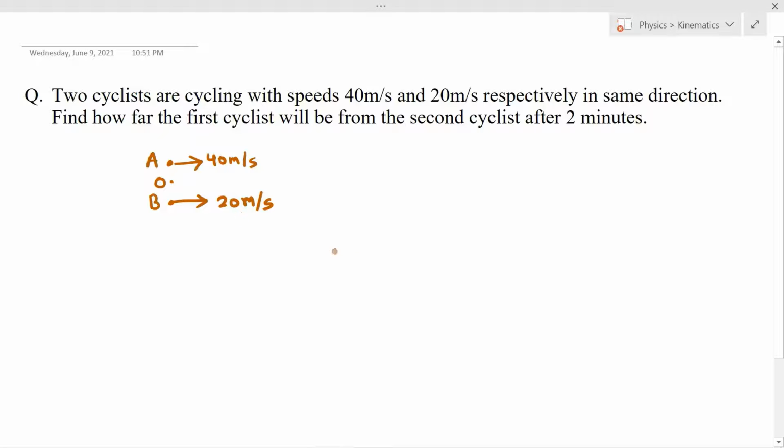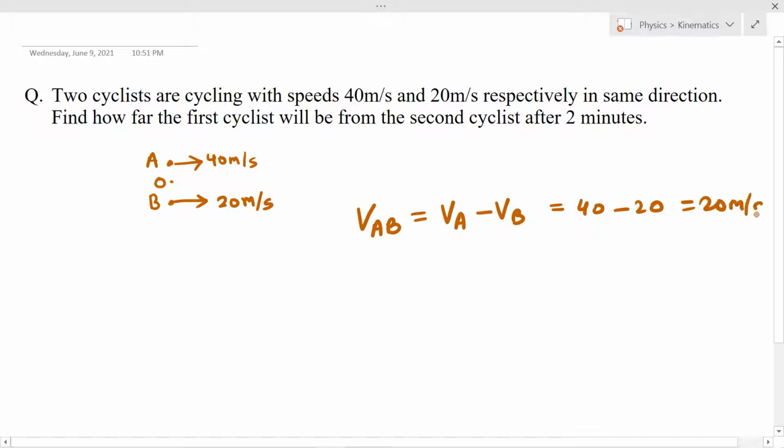So this is also a relative velocity problem. If I consider cyclist B as stationary, then cyclist A will appear to move with a 20 meter per second velocity towards right for cyclist B, because the velocity of cyclist A with respect to B is velocity of cyclist A minus velocity of cyclist B. So VA is 40 and VB is 20. So this becomes 20 meter per second. And remember that I am taking positive direction to be the right one and the negative to be the left one.